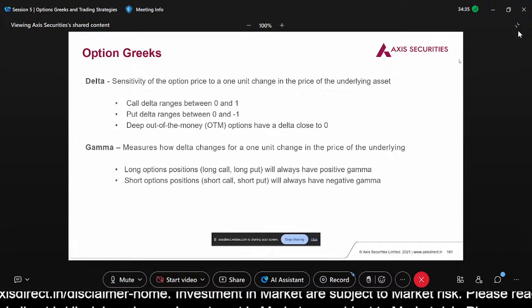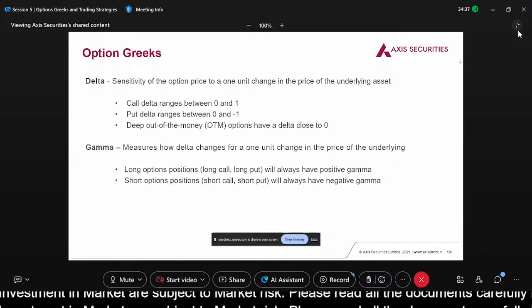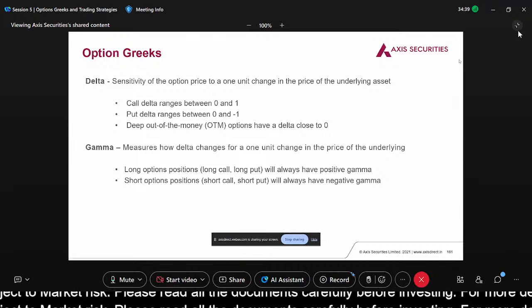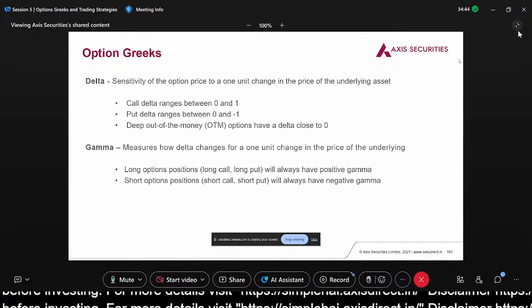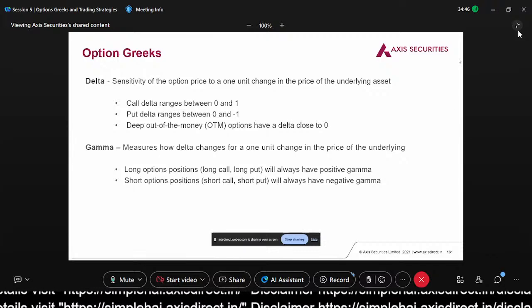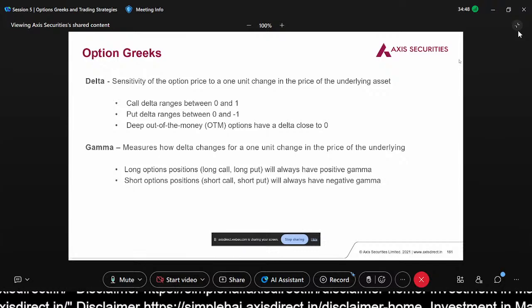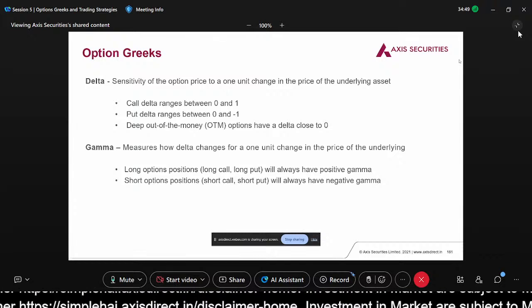So before we go into the next concept, let us know if you have understood about the delta and gamma. No, we still have to cover quite a lot of gamma. So gamma, okay, guys, understand. Delta, okay. So just as Karan said, I will give you all a very simple example.